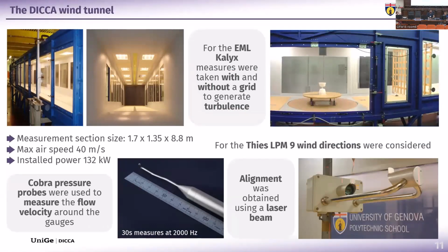So after simulation, of course, some validation is useful. Here, validation was obtained by placing both gauges inside the wind tunnel. In the case of the EML Calyx, measurements were taken both with and without the grid that was used to generate a different flow turbulence level. In the case of the TIS laser precipitation monitor, the gauge was placed on a rotating board, and all 9 simulated wind directions were also measured in the wind tunnel.